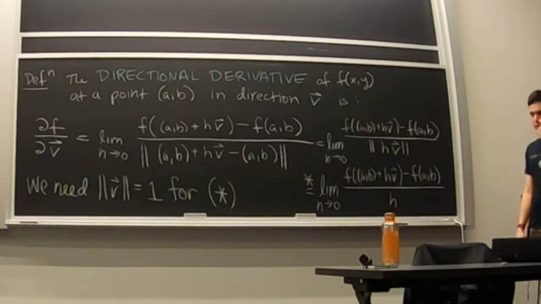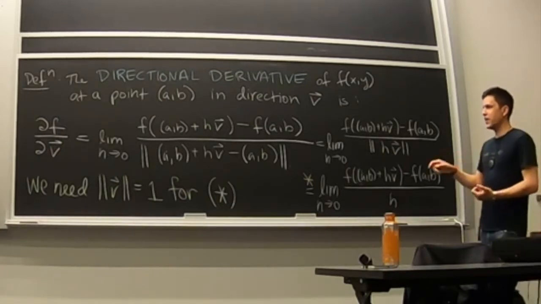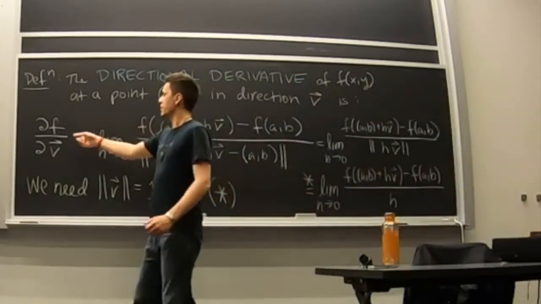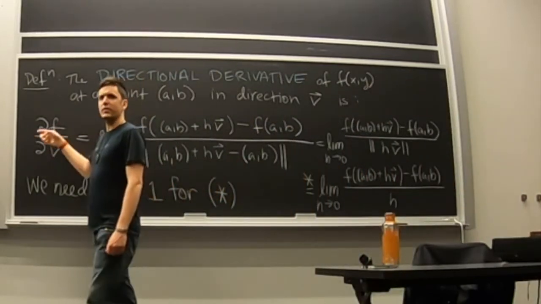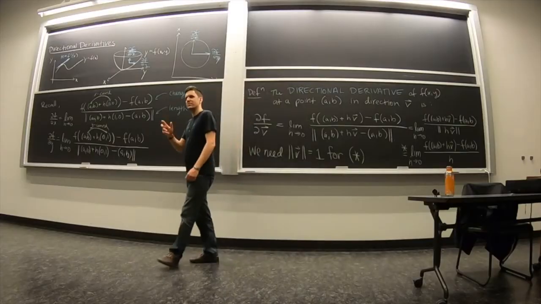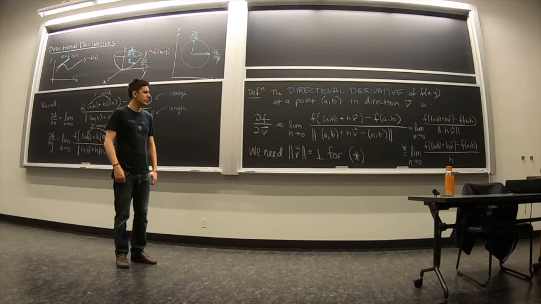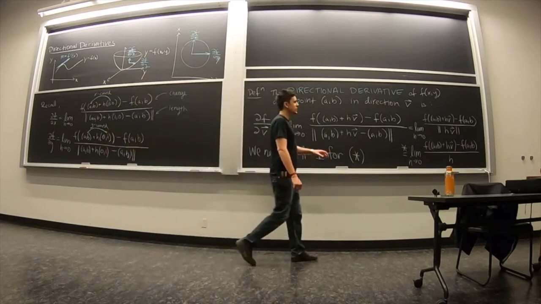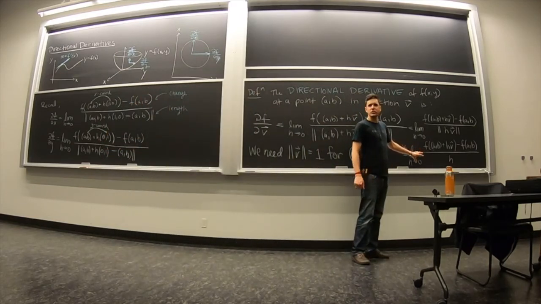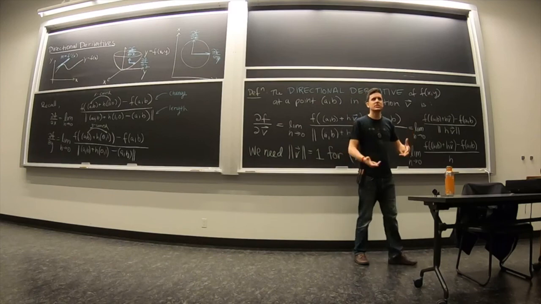If we didn't have the hypothesis of unit length, then this quantity would depend on the length of v somehow. It's not quite how we want it to work physically. The other nice thing about this equation is that it looks a lot like our first year derivative formula. It's change divided by h. So it matches with what we've seen before.